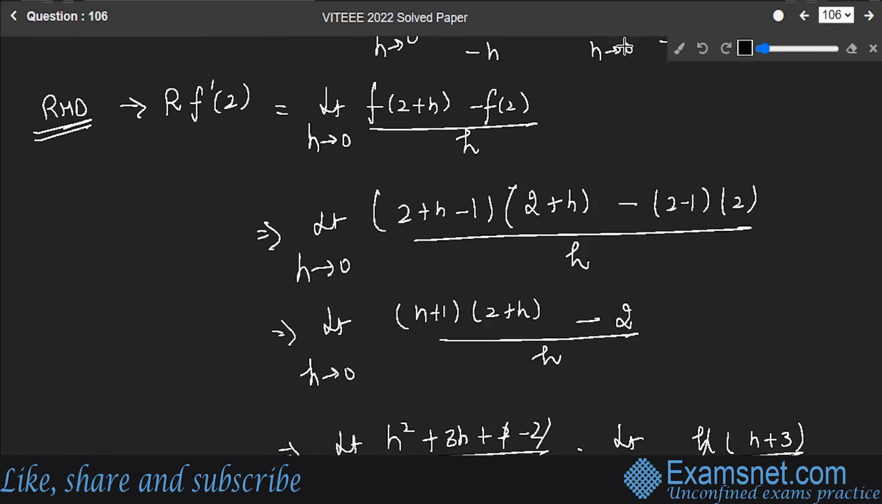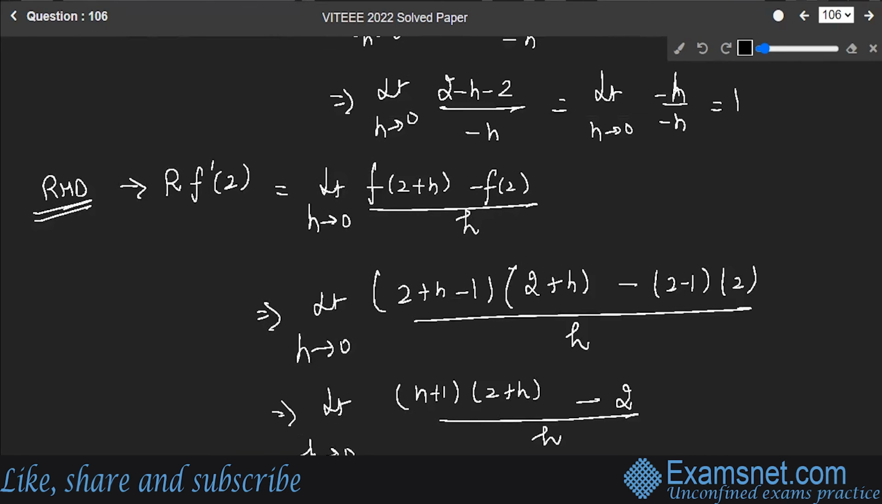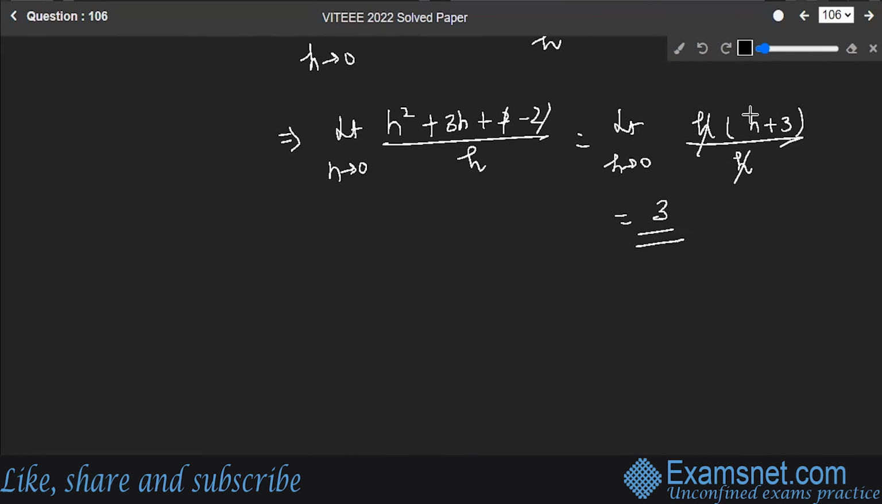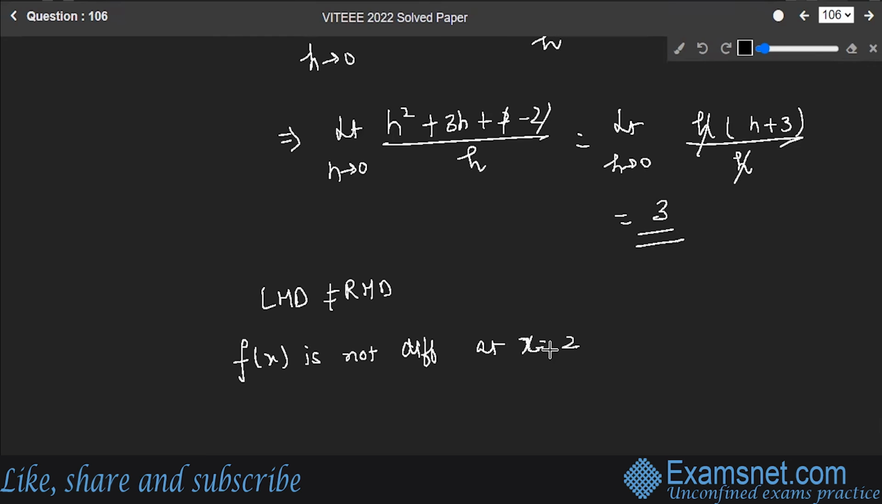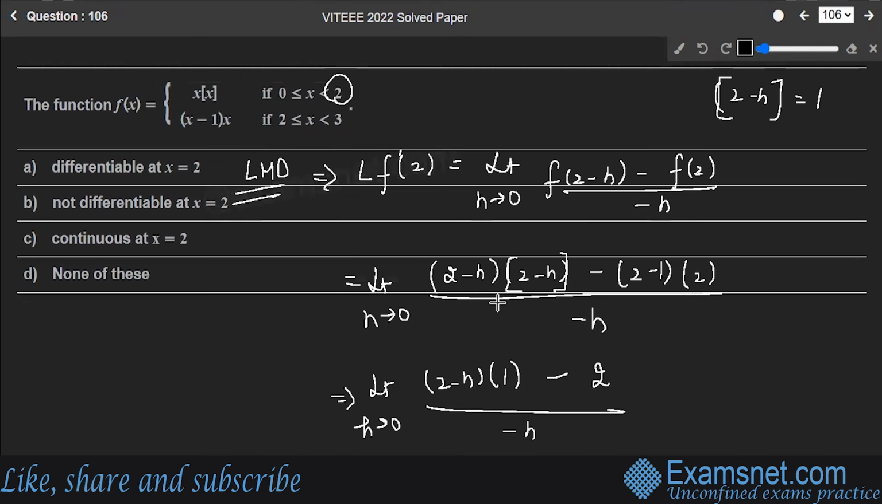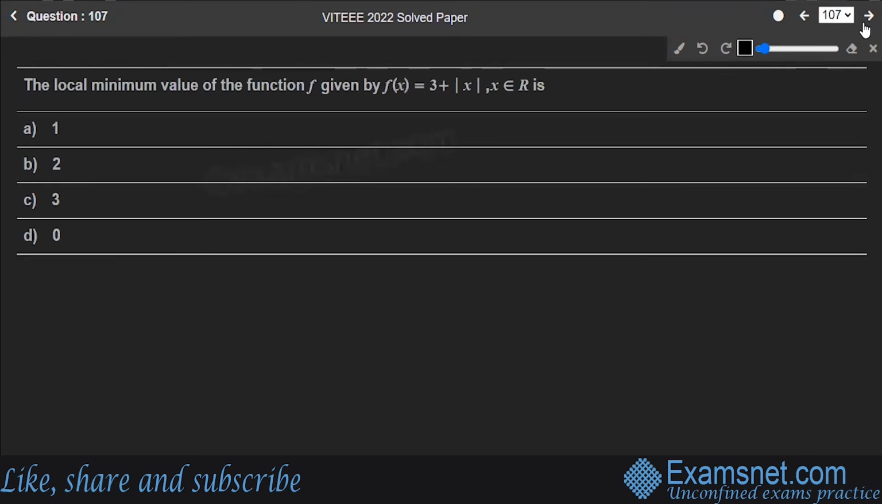So these two values are different, right? The left hand derivative gave you 1 and the right hand derivative gave you 3. So they are not equal. So f(x) is not differentiable at x equal to 2. We don't need to go for the continuity. We already got our answer, and we don't have so much time. We'll stop here. Option B is the correct answer. Hope you understood.